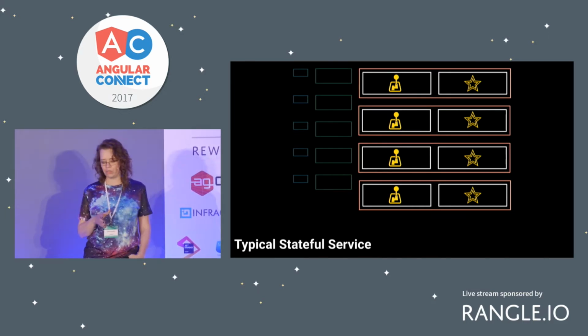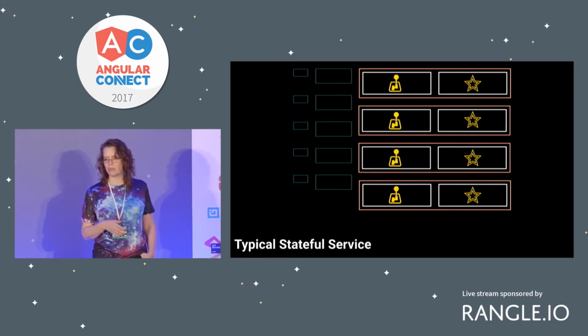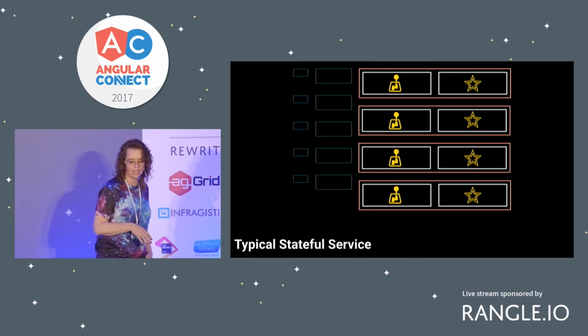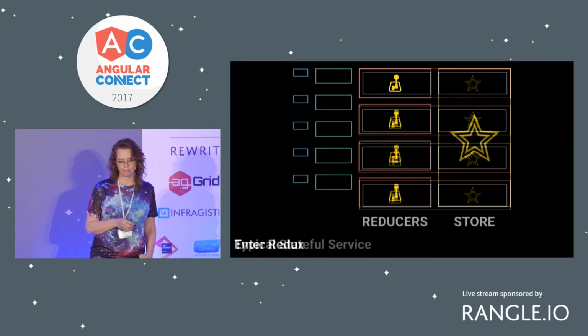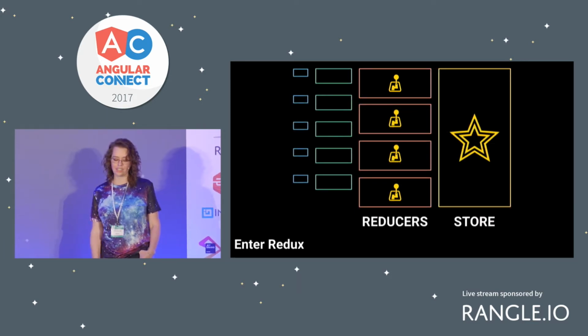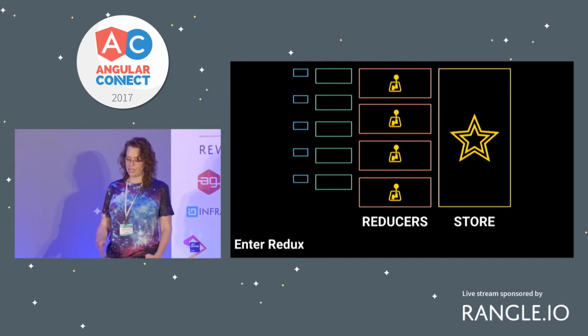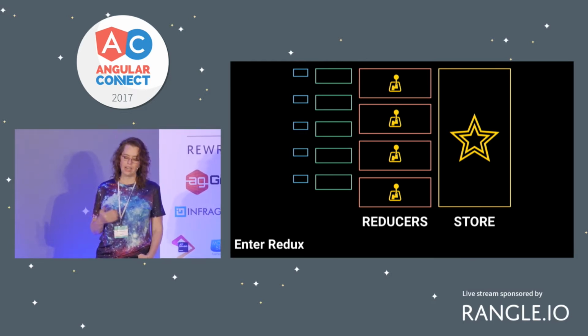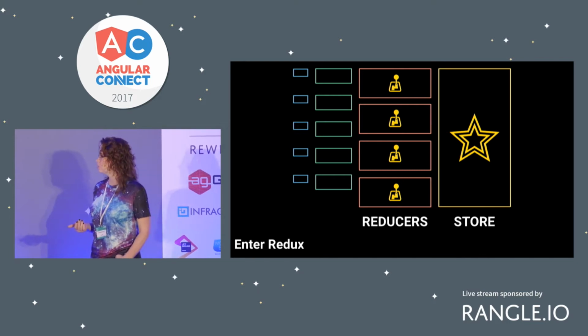However, it started to get confusing. It was common to have a service that would communicate with a remote server and at the same time manage state. We were mixing business logic with state management. So then along came Redux and solved this problem for us by splitting the logic into reducers and the state management into the application store, and the store gave us back our single source of truth.